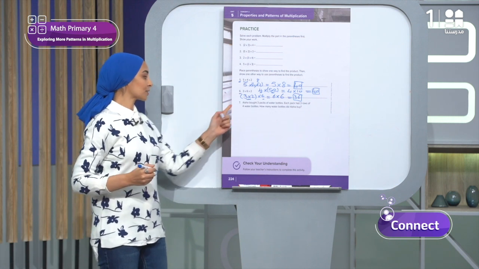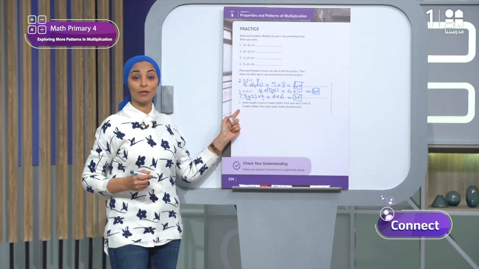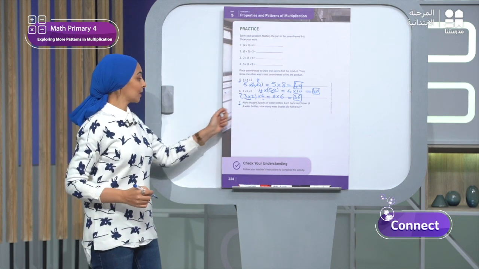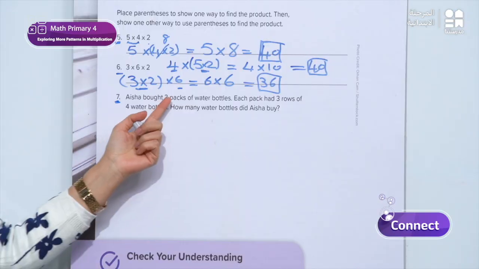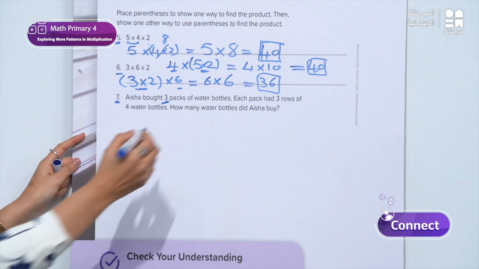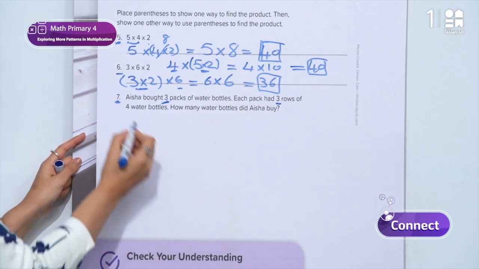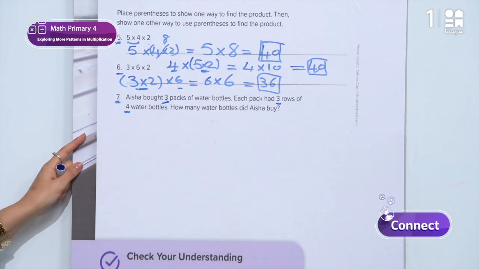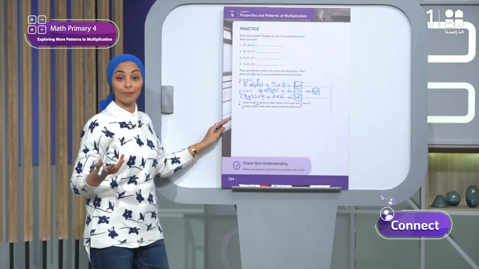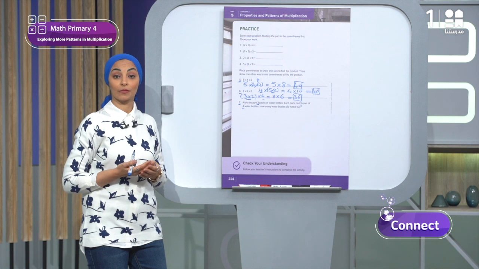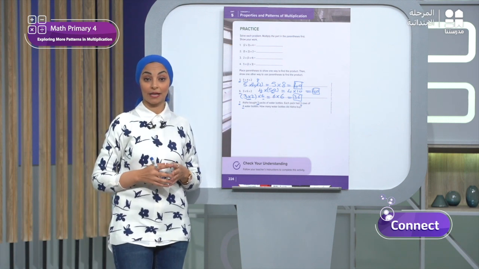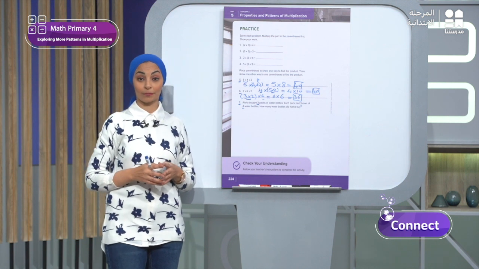طيب, now let's move to the last one, problem number 7. Problem number 7 here, he told me that Aisha bought 3 packs of water bottles. Each pack had 3 rows of 4 water bottles. Okay? How many water bottles did Aisha buy? يبقى كده هي اشترت قد ايه؟ طيب تعالوا نشوف بقى هكتب اصلا البروبلم ازاي. Let's see how can I write the problem.